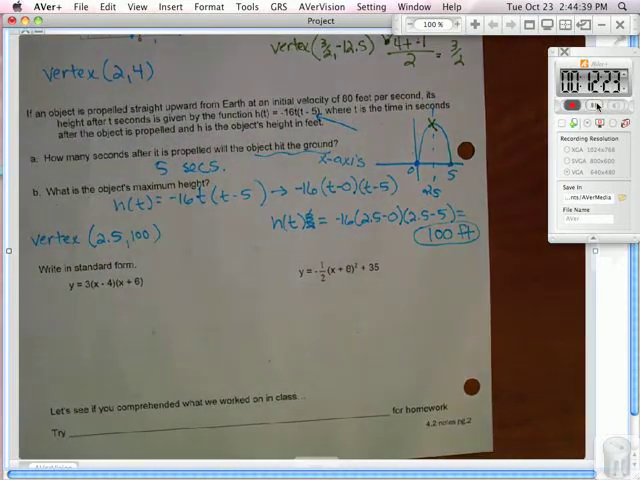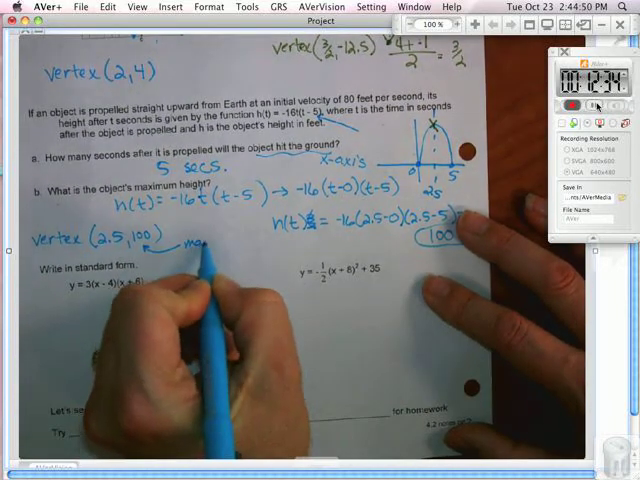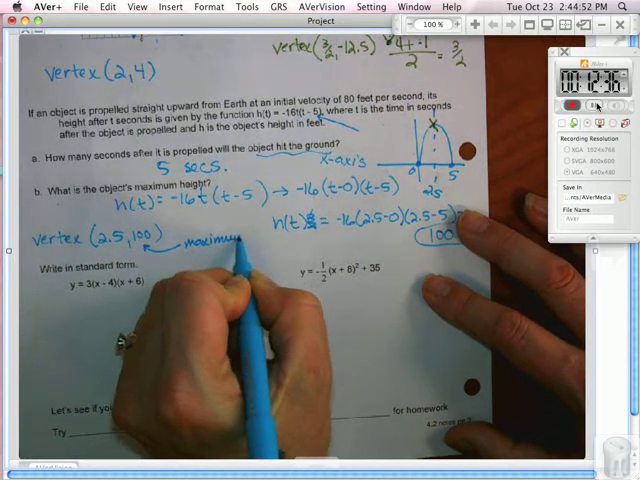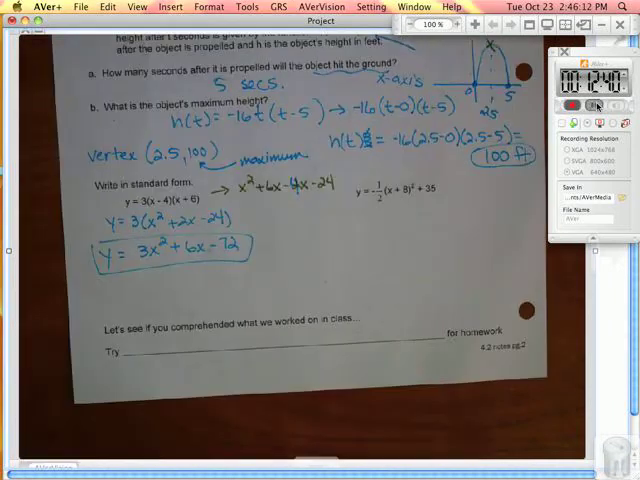Yeah, that's your y coordinate. Your maximum is always the y coordinate of your vertex. I feel like I'm gonna get that now. All right, now look at that other one. It looks nasty, doesn't it? It's not.